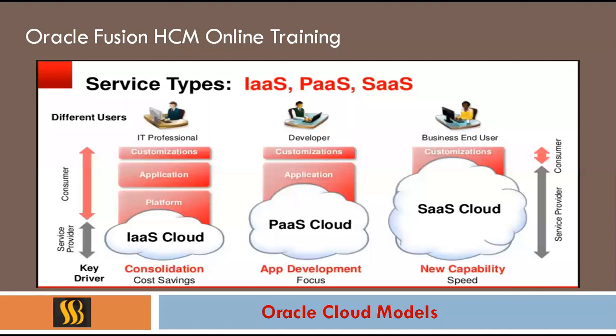Now, because this cloud model has come into the picture, what can we do? We can access from anywhere. Sitting at home, I can access my office application. That is called cloud. A small example, but the most powerful, the best cloud application is your Gmail.